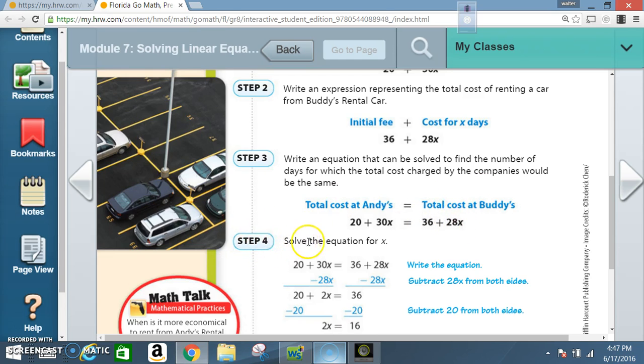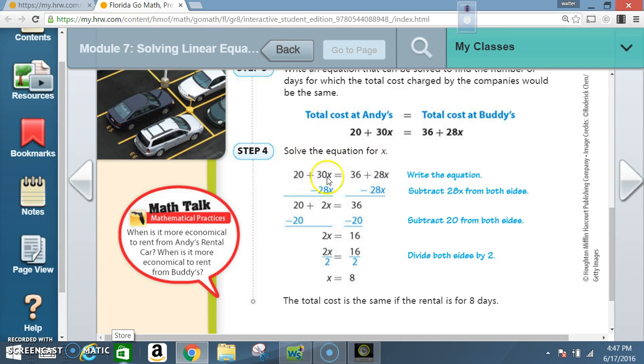Step 4. Solve the equation for X. Step 1. Write the equation. 20 plus 30 times X is equal to 36 plus 28 times X. Step 2. Subtract 28X from both sides. Now notice you got a 30X and a 28X. You know you have to move one of these X's to the other side. The question is, which one do you move?